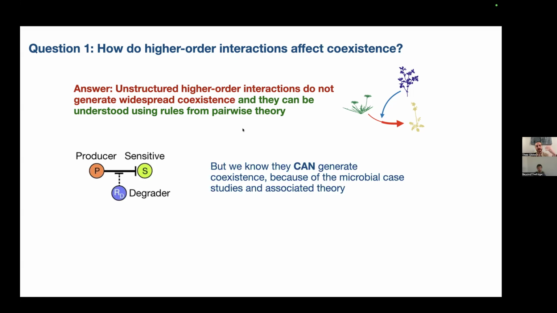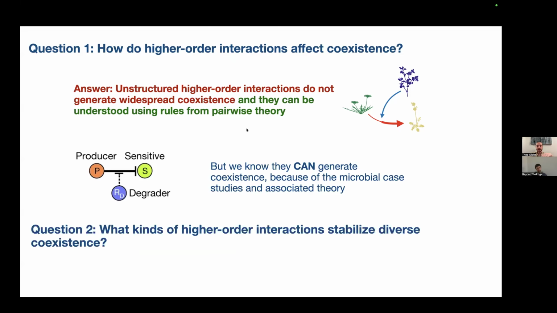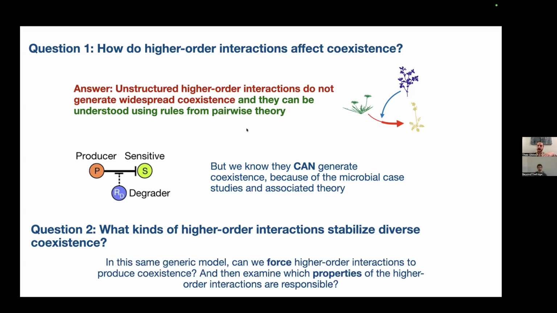So on the other hand, we know that higher order interactions can generate coexistence. And we know that from these microbial case studies and their associated theory. So I now turn to the second question, where we ask what kinds of higher order interactions stabilize diversity. In other words, in the same generic modeling format, the ones that are more flexible and can be fit agnostically to different ecosystems, can we force the higher order interactions to produce coexistence? And then examine the properties of the higher order interactions that successfully do so.